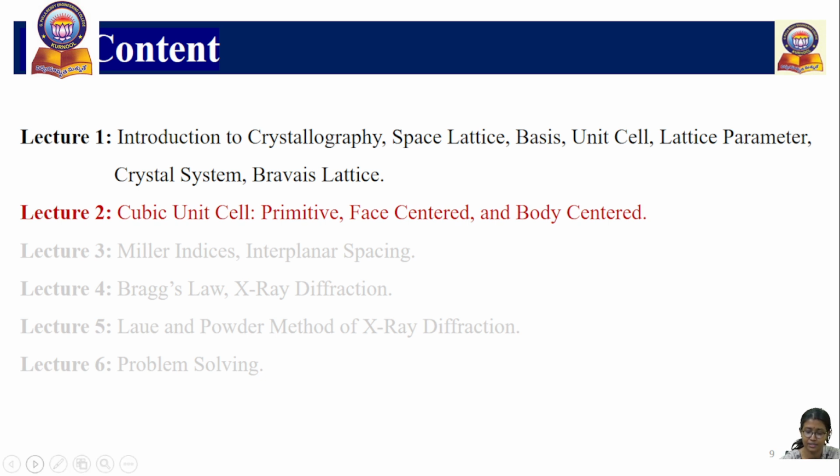So in the next lecture, we are going to discuss in detail the cubic unit cell. Cubic means we have to remember A, B, C, all of them are equal. Alpha, beta, gamma, all of them are 90 degrees.